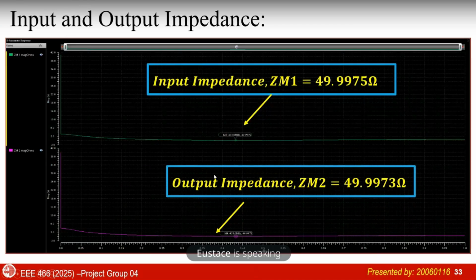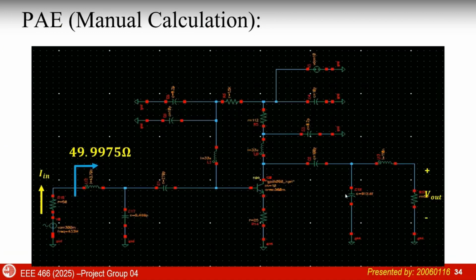We have also inspected the input and output impedance. As we can see, the input and output impedance from ZM1 is 49.9975 ohm, which is almost equal to 50 ohm. The input impedance is mentioned in this figure, in this circuit. As you can see, the input impedance is calculated as before.